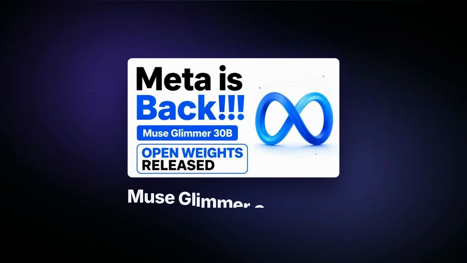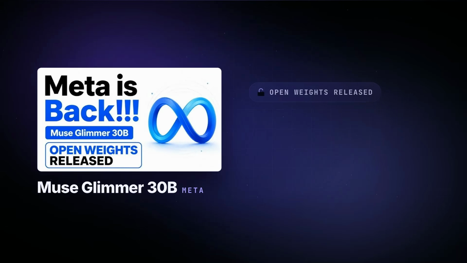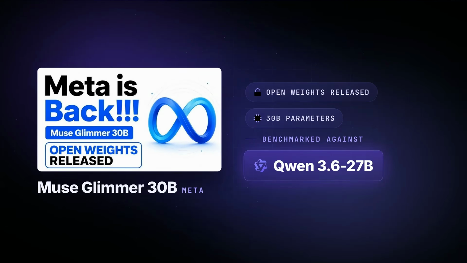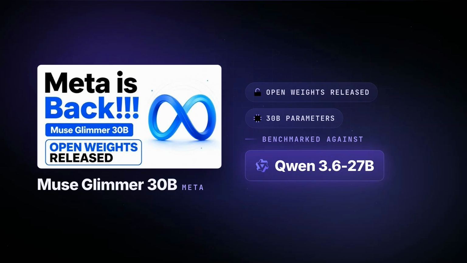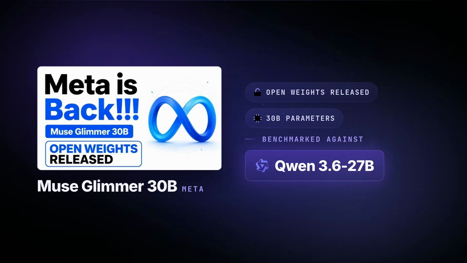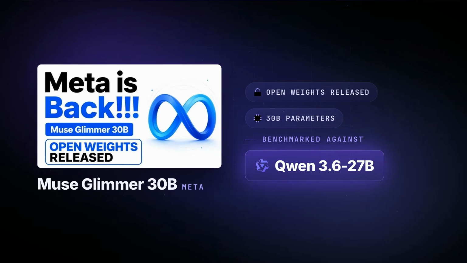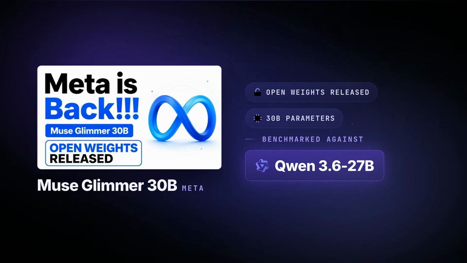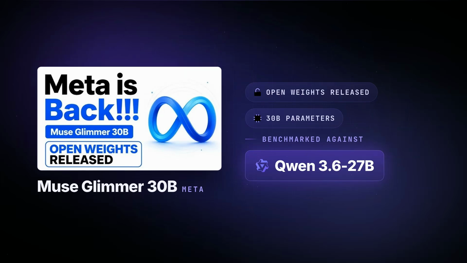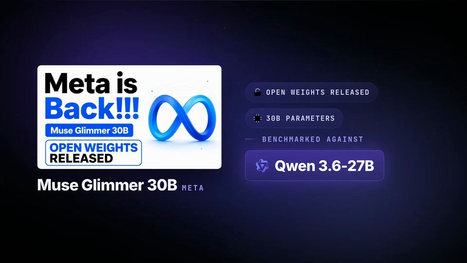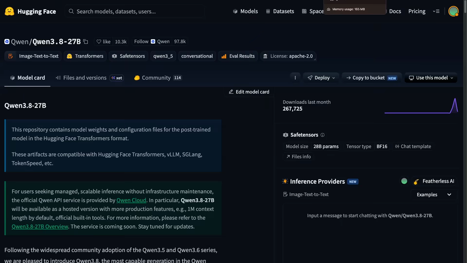And even last week, we looked at Glimmer 30B from Meta, which was benchmarking against the Qwen 3.6-27B model in a lot of their examples. And I made the comment at the time that they were possibly just trying to rush this out, knowing that the 3.8-27B was on the way and was likely to drop any day after that. Well, sure enough, that is pretty true.